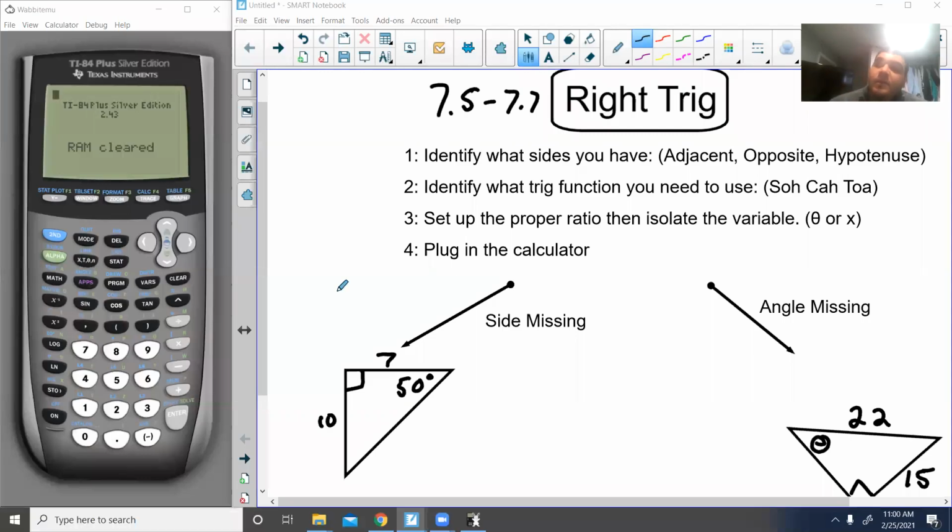All right. So this is going to be a generic review for 7.5 to 7.7, all right triangle trigonometry, I should say. Again, before you even start, just make sure your calculator is in the correct mode, which is in degrees.